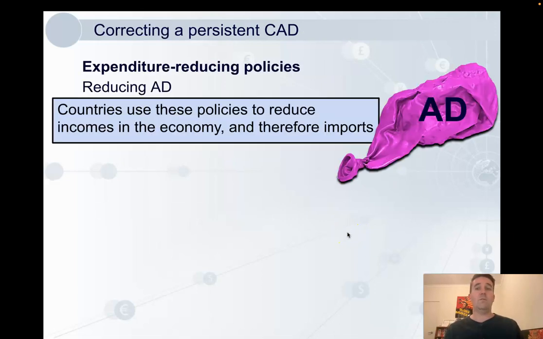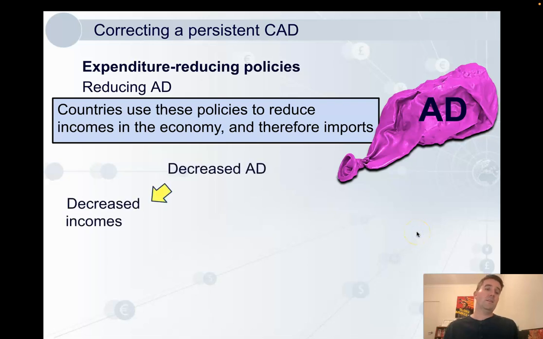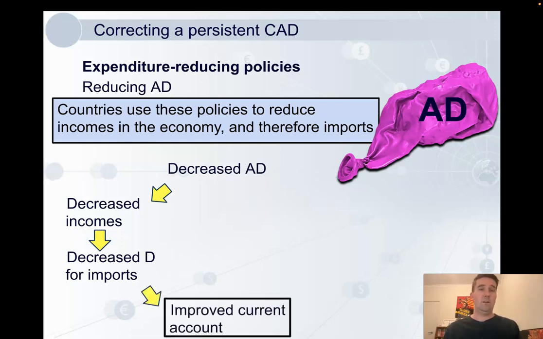Now on to the 3 types of policies for correcting a persistent current account deficit. The first is expenditure reducing policies. So countries use these policies to reduce incomes in the economy. And if they reduce the incomes, they reduce imports. So they decrease expenditure. We'll go through how this happens. So decreased AD, decreased incomes. We know that. This then decreases demand for imports. Ceteris paribus, if we buy less imports, this will improve the current account balance. Right? That's the goal. We want to correct it.